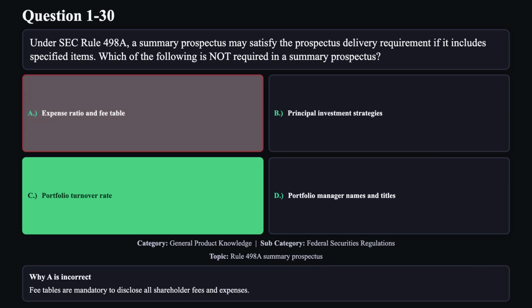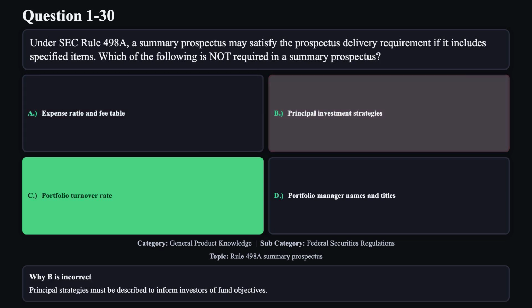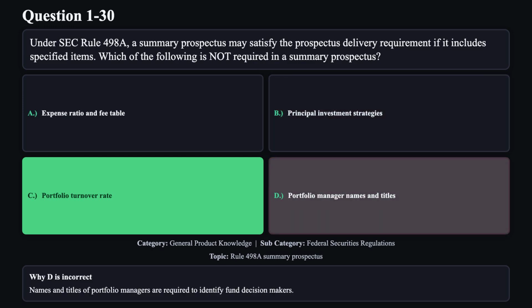Reason A is not correct. Fee tables are mandatory to disclose all shareholder fees and expenses. Reason B is not correct. Principal strategies must be described to inform investors of fund objectives. Reason D is not correct. Names and titles of portfolio managers are required to identify fund decision makers.